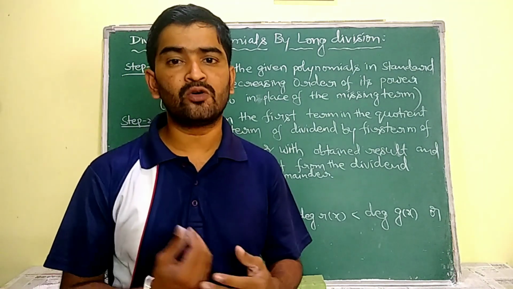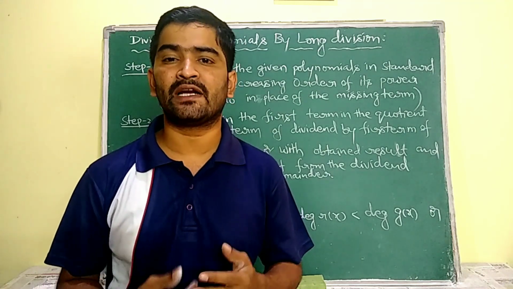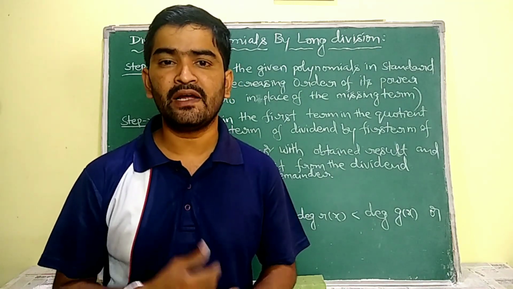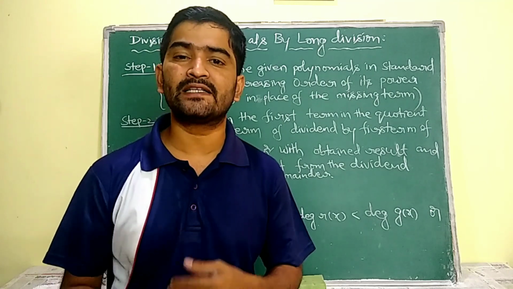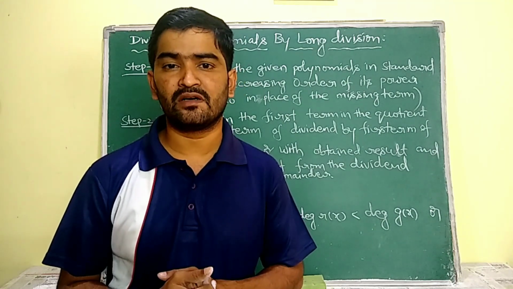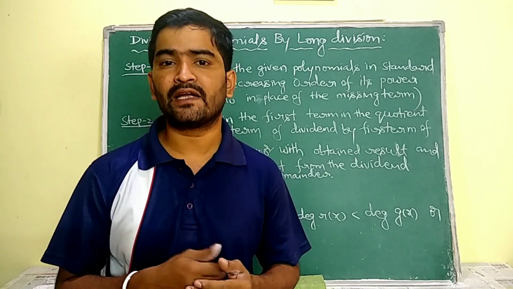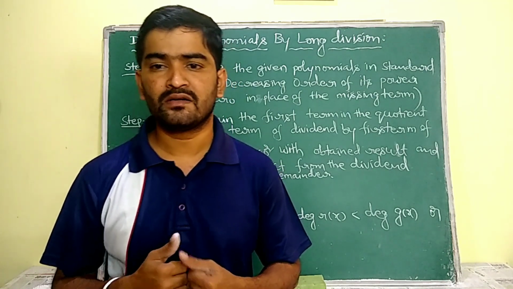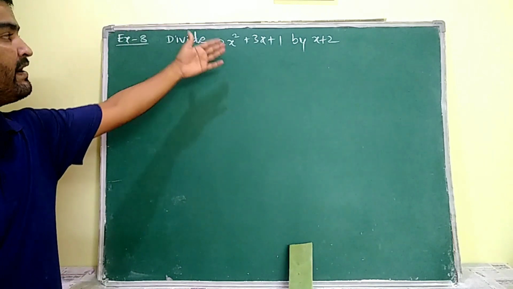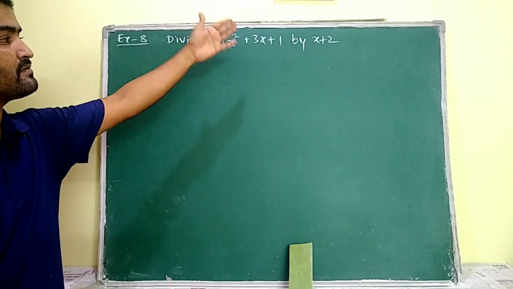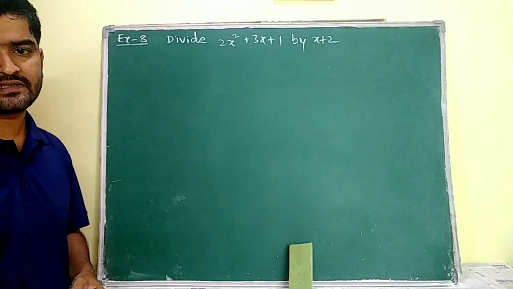Now, if we discuss one example, then you can understand the procedure. This division procedure is already discussed in your 9th class. Once again we are going to revise it by taking 1 or 2 examples. See, example. Divide 2x square plus 3x plus 1 by x plus 2 is asked.